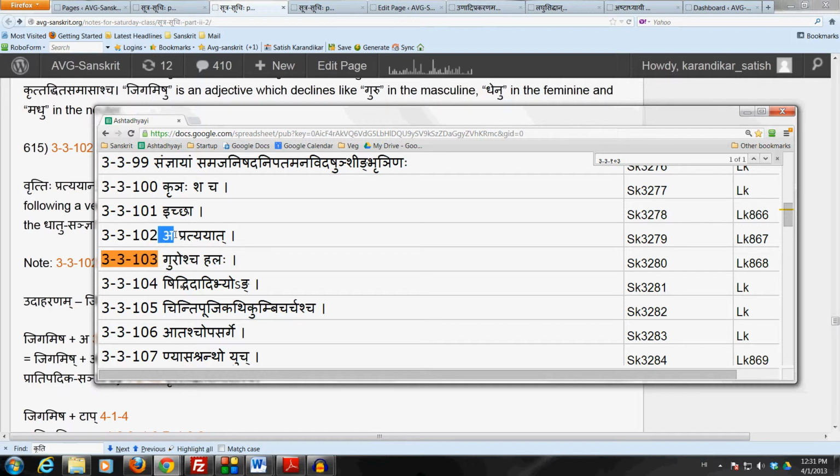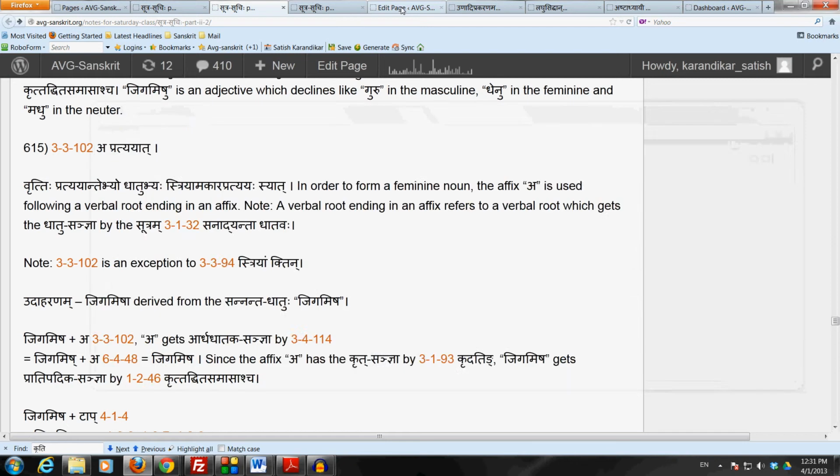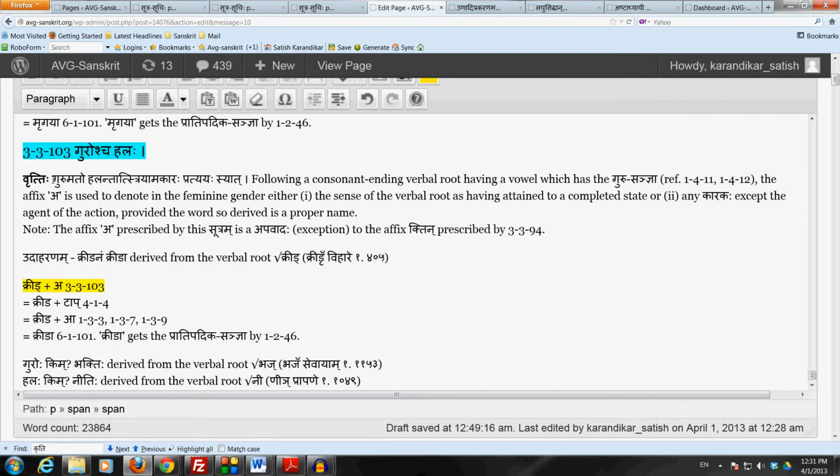Sutram 3.3.103 says guroshchahalaha. The vritti says gurumato halantat striyamakaraha pratyayasyat, which means that following a consonant ending verbal root, halantadhatuhu, having a vowel which has a guru sanya.